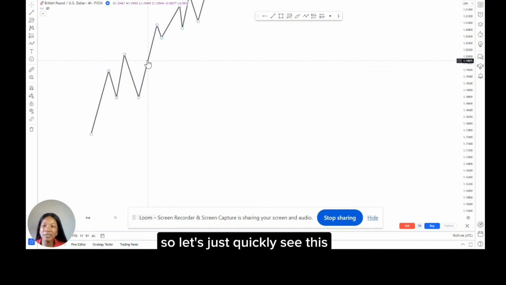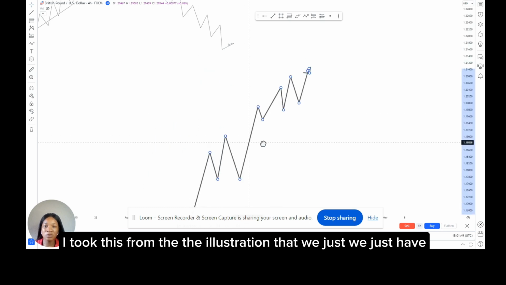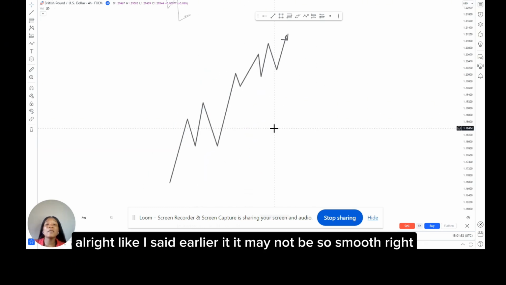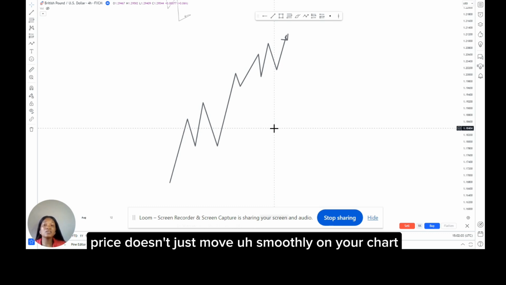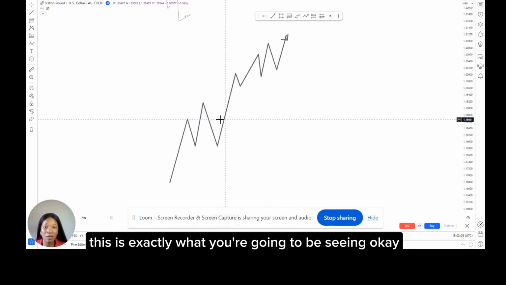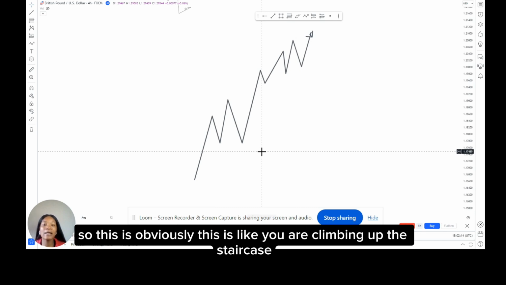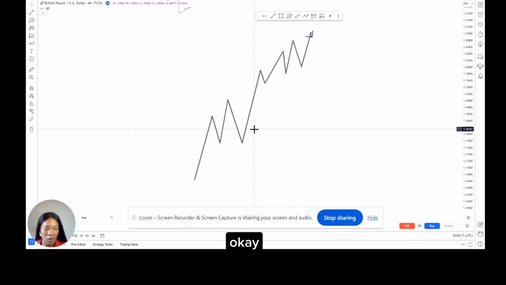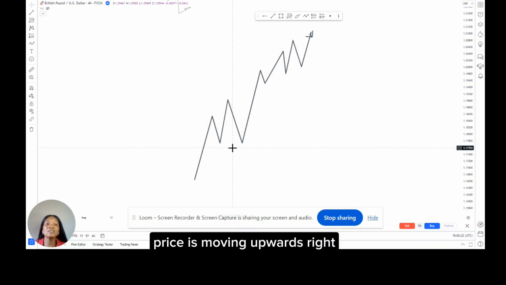So let's just quickly see this. I took this from the illustration that we just had. Like I said earlier, it may not be so smooth. The textbook example may not be. Ideally, this is what you're going to find. Price doesn't just move smoothly on your chart. This is exactly what you're going to be seeing. So this is like you are climbing up a staircase. It has to be really obvious like this for you to say, yes, price is moving upwards.